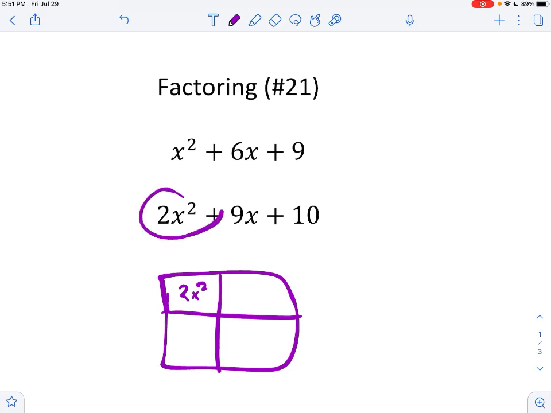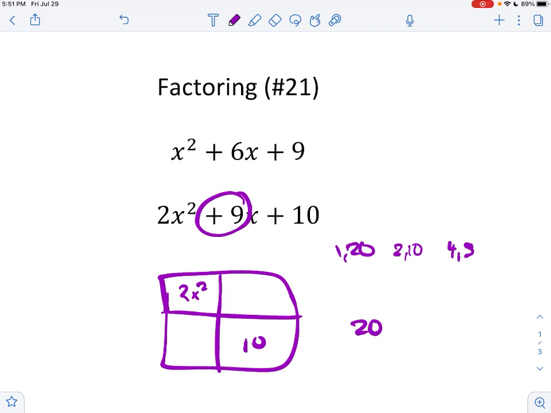Put your first term in the top left, last term in the bottom right. You multiply these two numbers together, and you get 20, and then you list out the factors of 20. Okay, so factors of 20 are going to be 1 and 20, 2 and 10, 4 and 5. And we want to look for factors of this product that equal this middle number, with the sign in consideration, when you add them together.